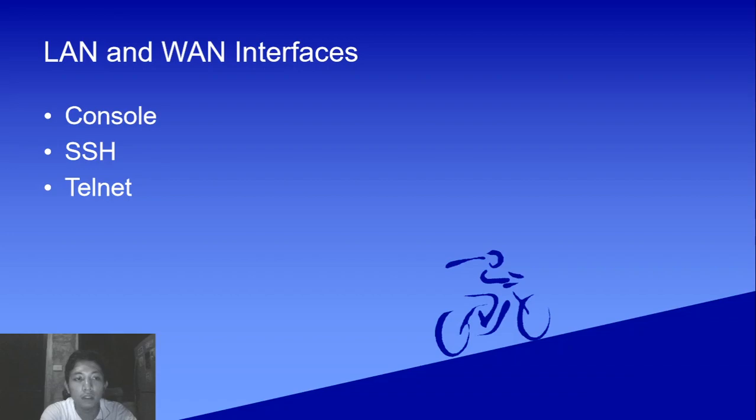So the first one is the console. Console is a physical management port that provides out-of-band access to a Cisco device. Out-of-band access refers to access via a dedicated management channel that is used for device maintenance purposes only.